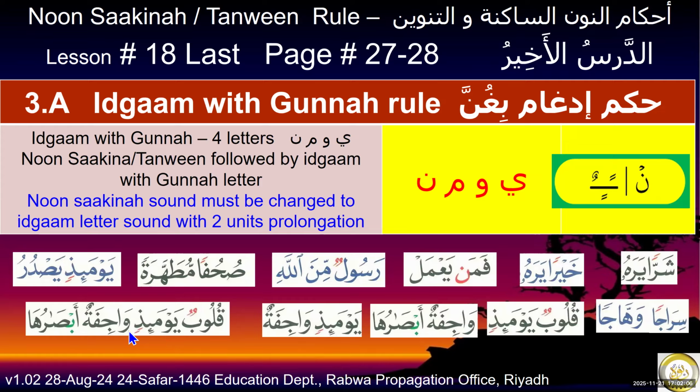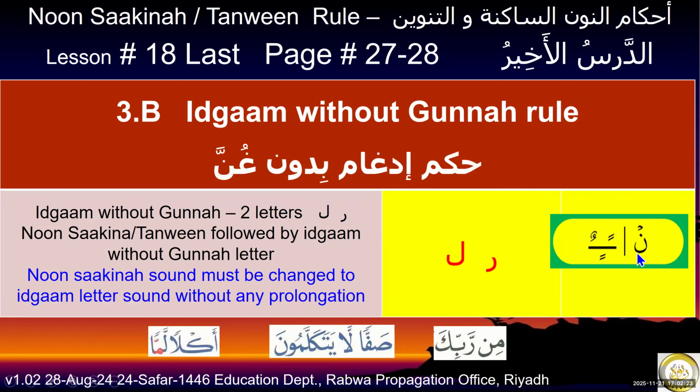Here it is zin. Here it is bui. This is the idgham. This is also idgham. Here it is izhar. So idgham without gunna has 2 letters, that is ra and lam. So tanween or nun sakin, if it is followed by ra or lam, then the noon sound of tanween and nun sakina must be changed to the following idgham letter, but without gunna.